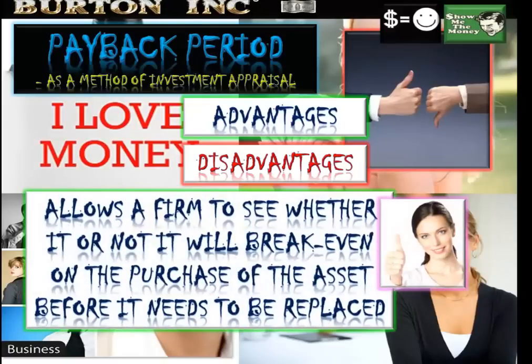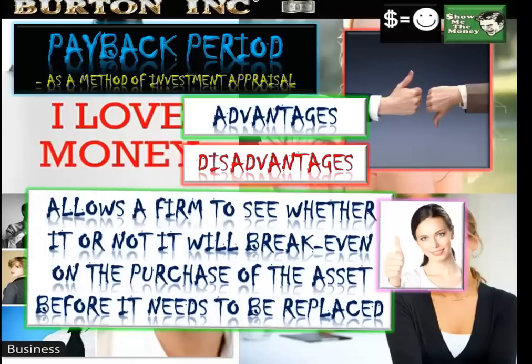Using the payback period, we'll be able to see whether or not the firm is actually going to be able to earn enough in net cash flows to be able to purchase the asset before it needs to be replaced. So if the useful life of the asset is 8 years and the payback period looks like it's going to take 10.5 years to pay back, then it's very unlikely that the business is going to go ahead and purchase the asset.